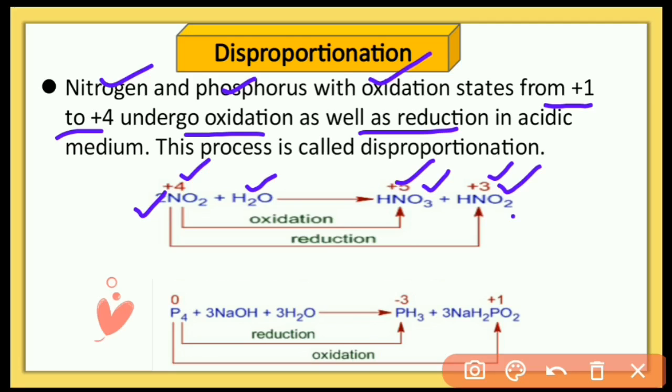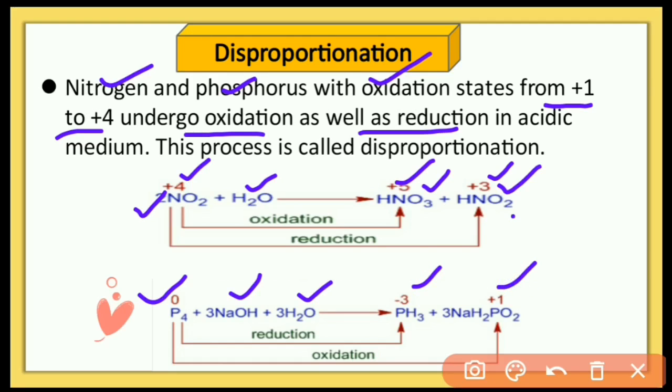And the next example is for phosphorus. Here phosphorus reacts with sodium hydroxide and 3 moles of water. After that reaction, phosphorus is reduced to phosphine and oxidized to sodium hypophosphite.